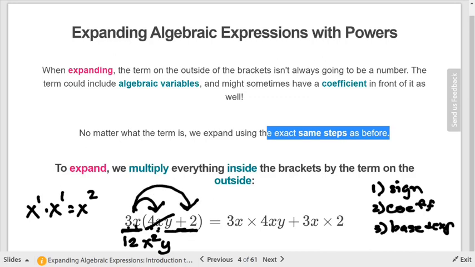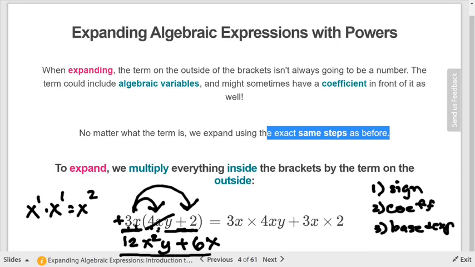Now, I've finished with the first term, but I still have to multiply everything times that positive 2, right? So a positive times a positive is still a positive. And because it's between two terms, we have to have a sign, right? Then 3 times 2 is 6. And x times nothing just stays x. Excellent. Now I have those two terms.